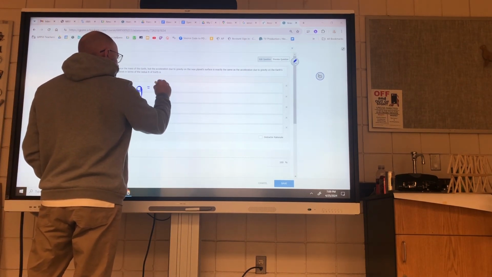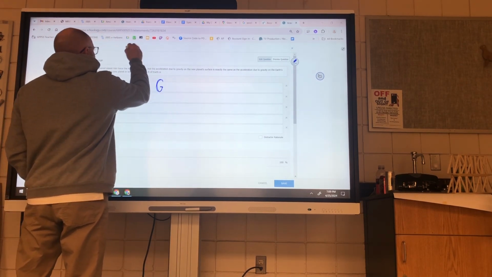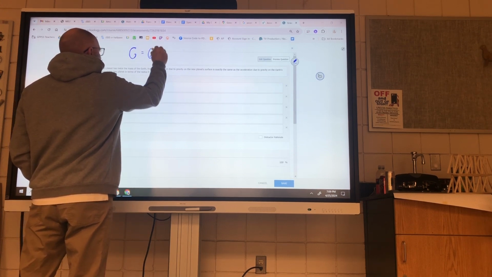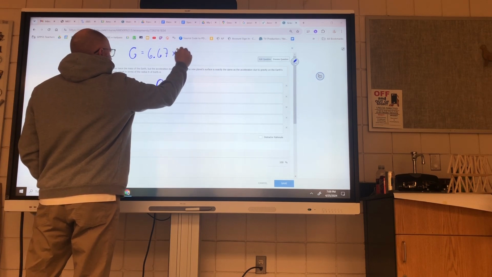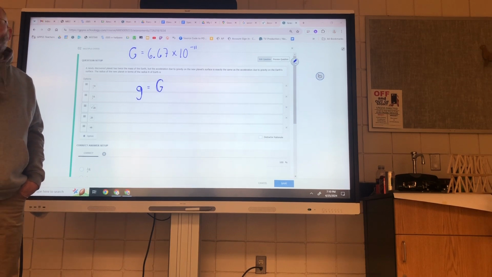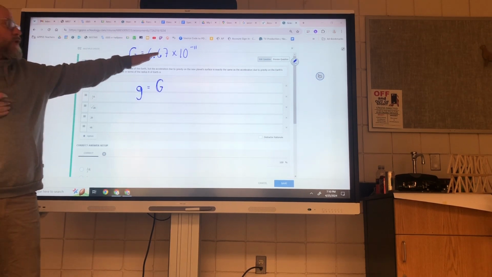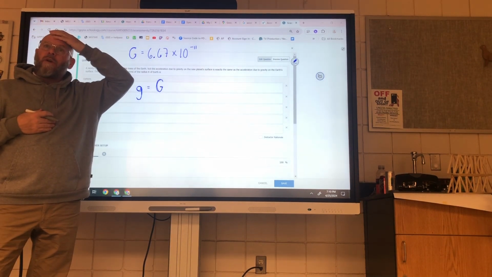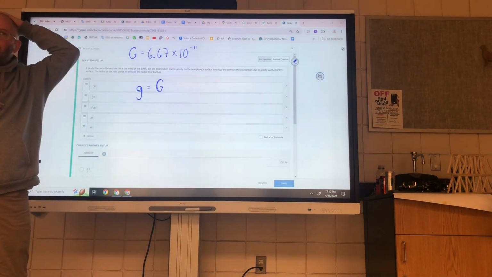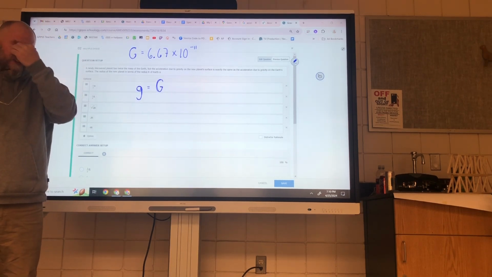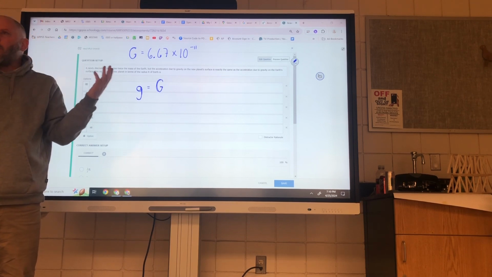We need to know big G. This big G is the universal gravitational constant, and its number is 6.67 times 10 to the negative 11. You'll notice it's a very small number. What that means is that in order to exert a reasonable force, you need to have a huge mass. You need to be a planet or a moon.